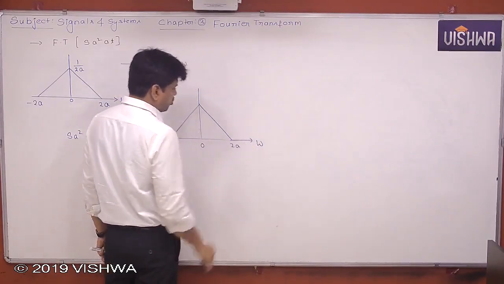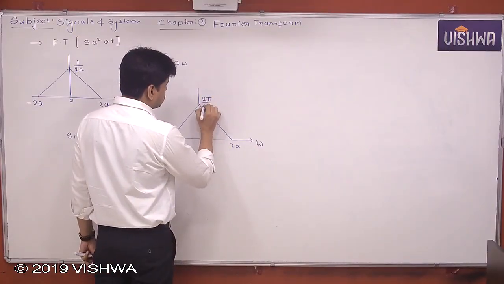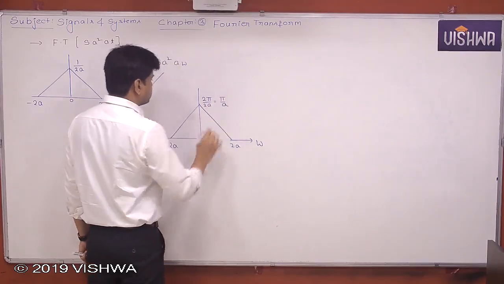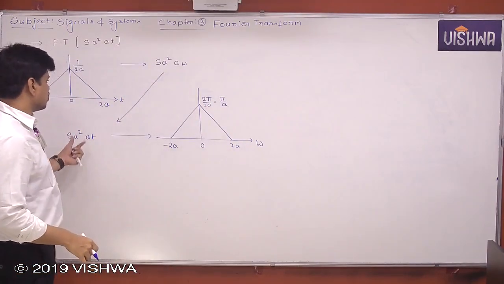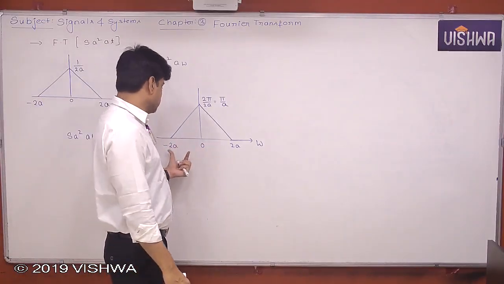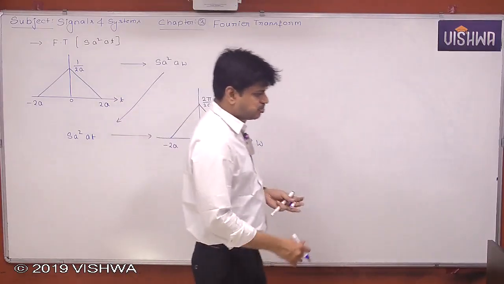This is the frequency domain omega. And here 2 pi has to be multiplied with 1 by 2a, which is nothing but pi by a. So I hope you understood. So for sampling square at, again we are going to get a triangular function from minus 2a to 2a with height pi by a. Clear?